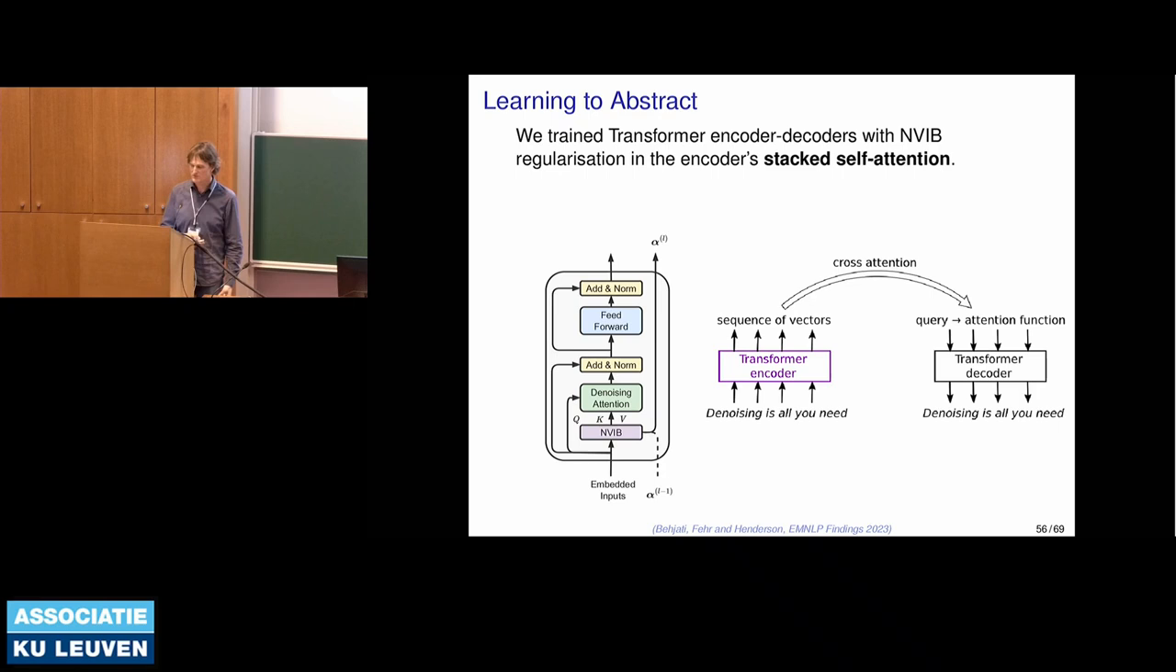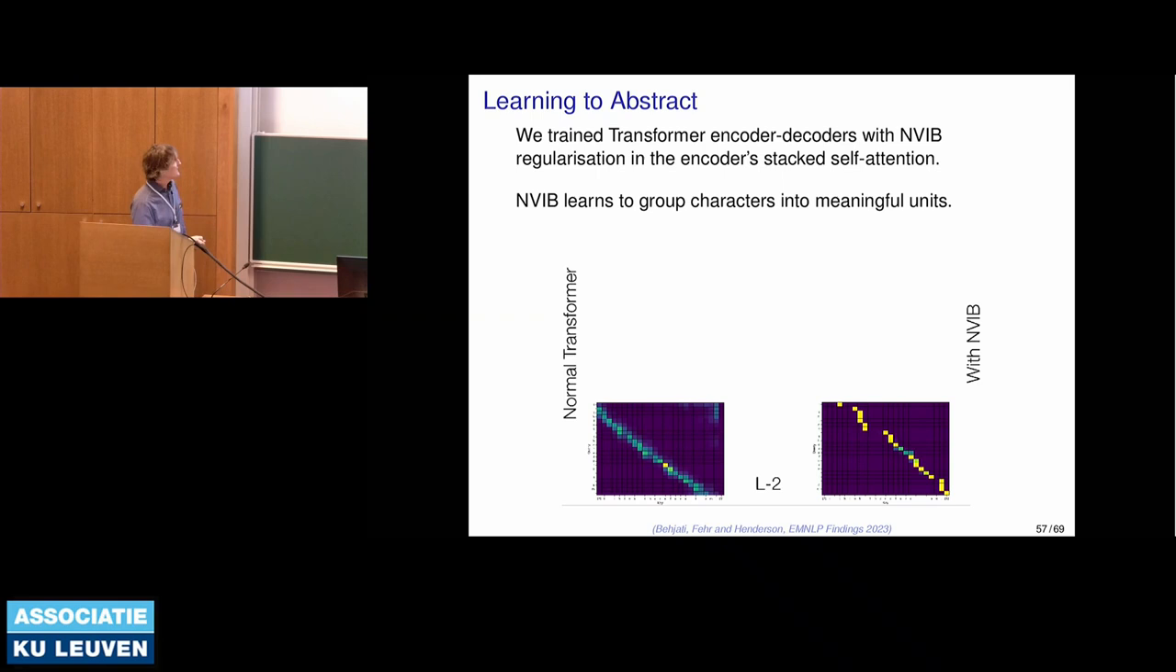That was just training this cross-attention with NVIB. Everything else was just a normal transformer. Now, what if we apply NVIB to self-attention, in particular stacked layers of self-attention, and look at how that affects what kinds of representations we learn? As we add NVIB regularization, you start getting these blank columns here. These are input characters, and this is the attention map. Each character is looking at the other characters, and these blank columns are the vectors that have been dropped. On the transformer side, you're basically looking at your neighbors.